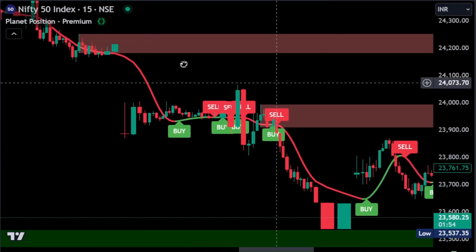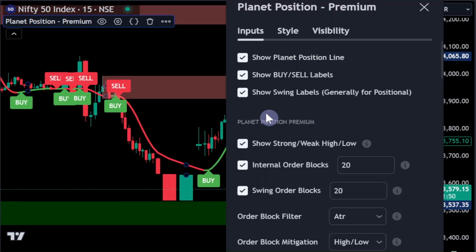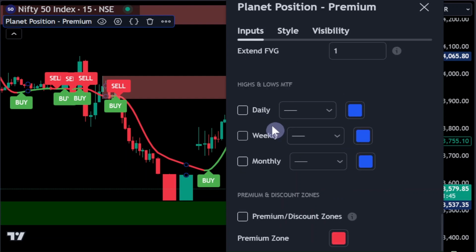Another key feature is highs and lows. The indicator highlights strong and weak high and low points on the chart. These levels can be used as potential areas of support and resistance, which are crucial for setting stop-loss and take profit levels.